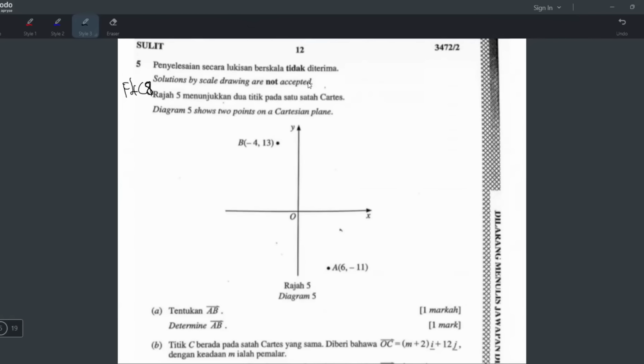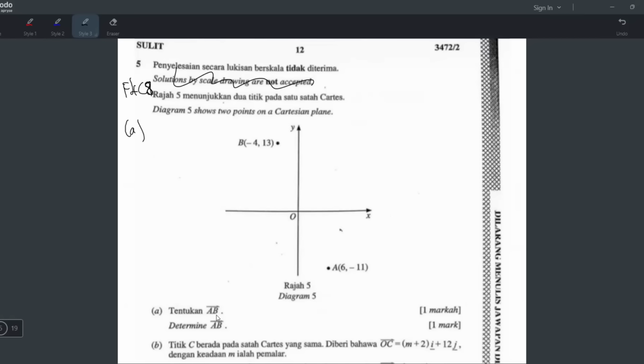Okay, solution by scale drawing are not accepted. Diagram 5 shows 2 points on the Cartesian plane. First point is A (6, -11), B (-4, 13). Alright, I can tell you this question is a coordinate vector question. How I know is because they give you a Cartesian plane. And what do I mean by coordinate vector question? It means the answer later will be in terms of i and j. For coordinate vector, it means the ij vector.